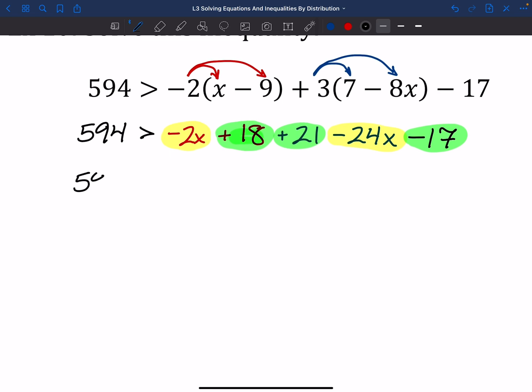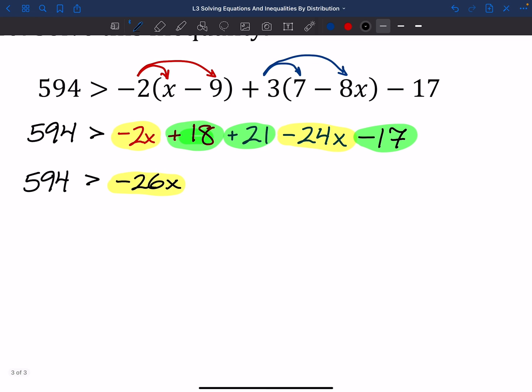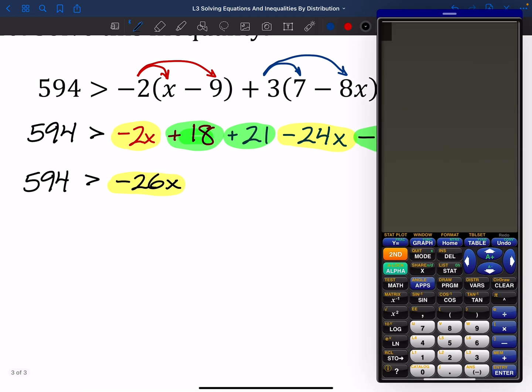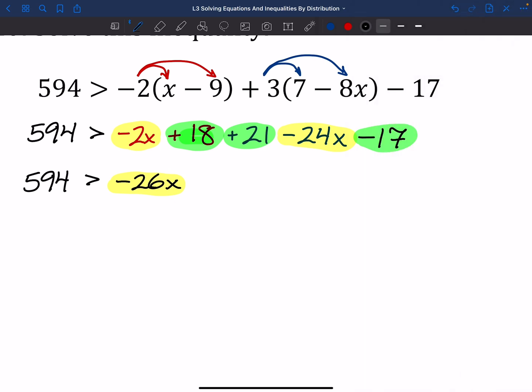So 594 is greater than, in the yellow, -2x, take away 24 more x's, brings us down to -26x. In the green, we've got 18 plus 21 minus 17. So again, use a calculator. 18 plus 21 minus 17 is 22, not too bad. All right, so plus 22 there.